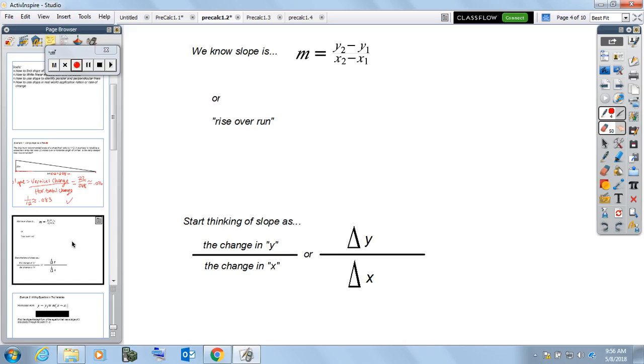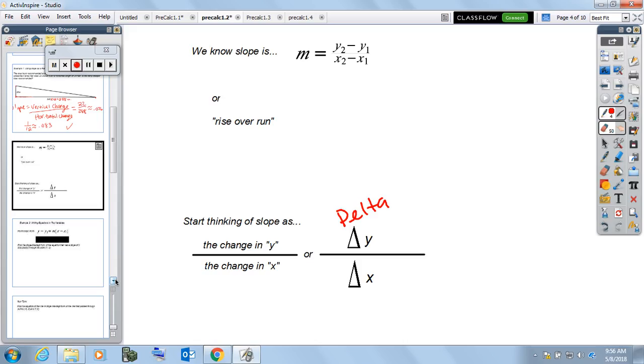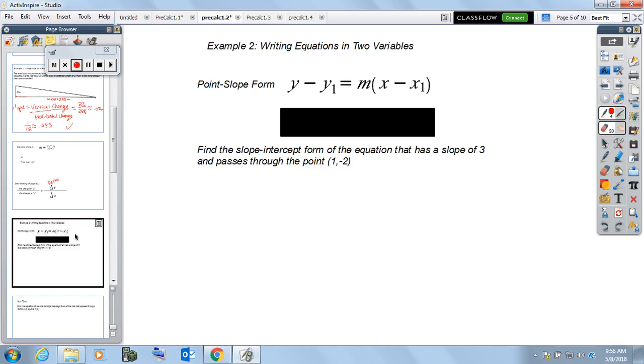And that's what this little triangle stands for. It stands for delta. Delta is that Greek alphabet letter, Greek symbol, I should say. That triangle stands for the change in. All right, it stands for change. So start getting your mindset to understand that slope is a change in something. In this case, change in y over the change in x.